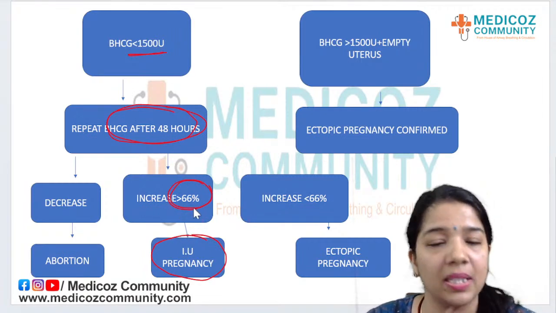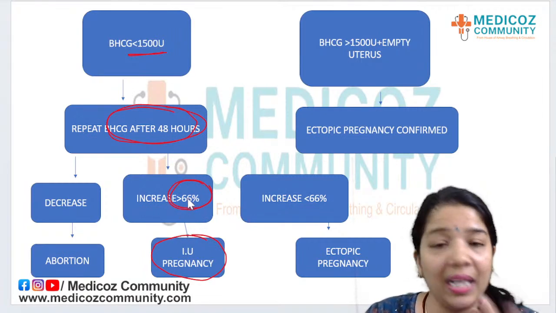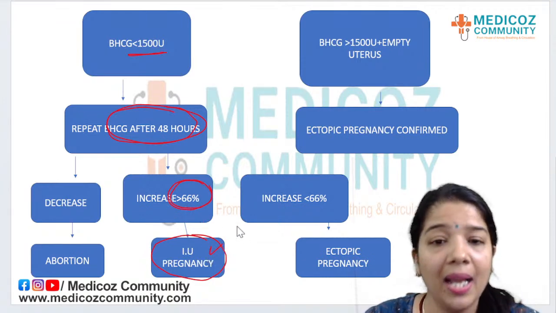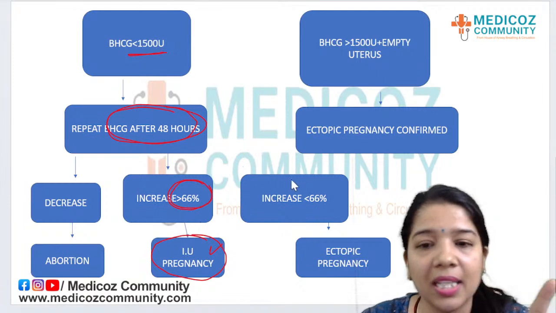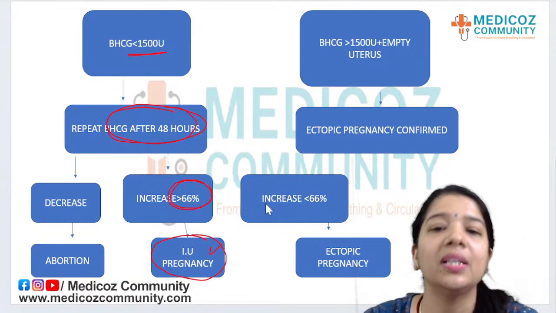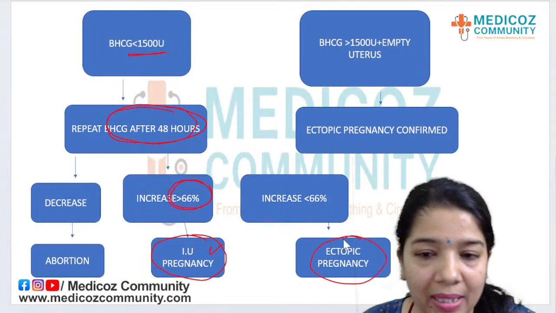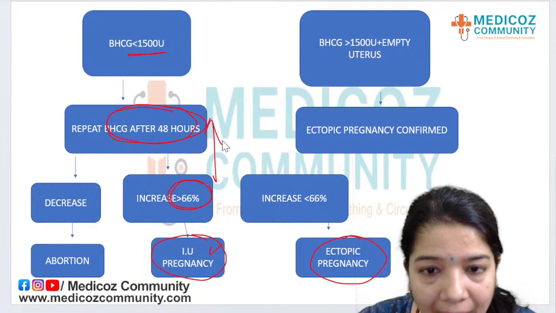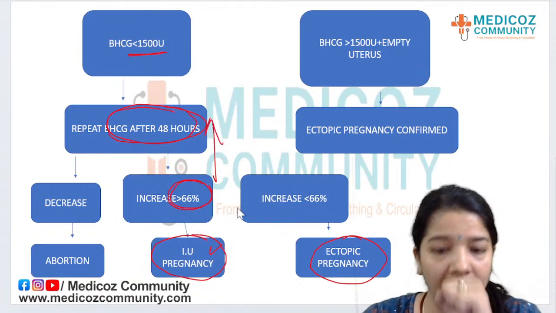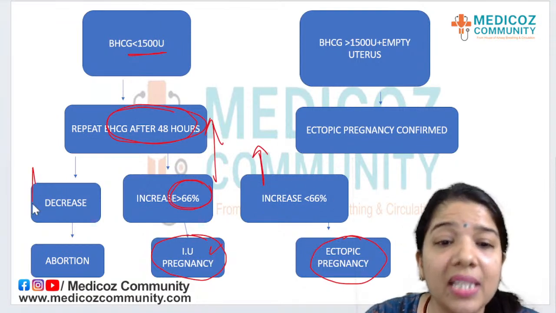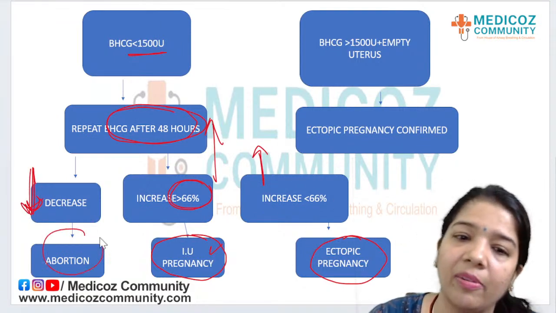That means it will increase by 66%. Now if it has increased, but not by 66%, okay, it didn't increase by 66%, this means it's an ectopic pregnancy. Please remember that. Suppose the value has increased nicely by 66%, it is intrauterine. If it is increased but by less value, it will be ectopic. And if it is decreased, then it will be abortion.